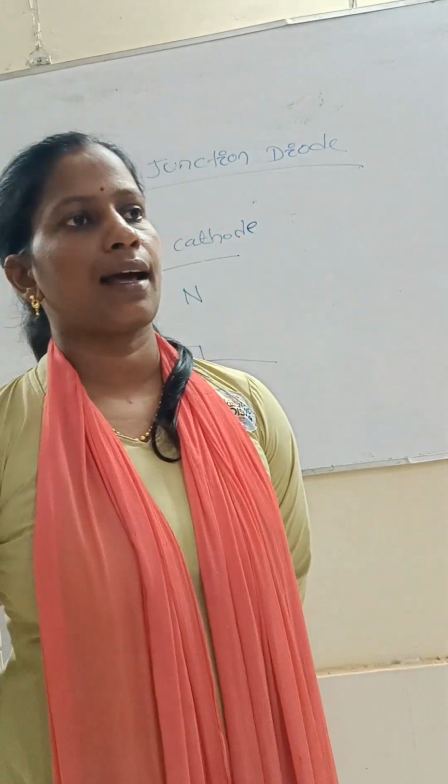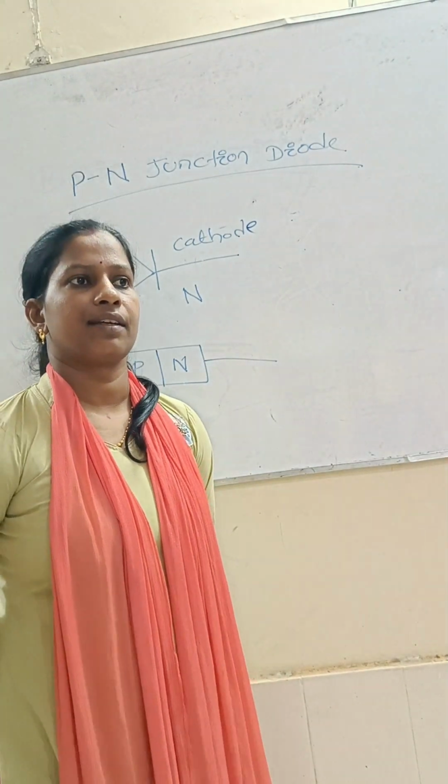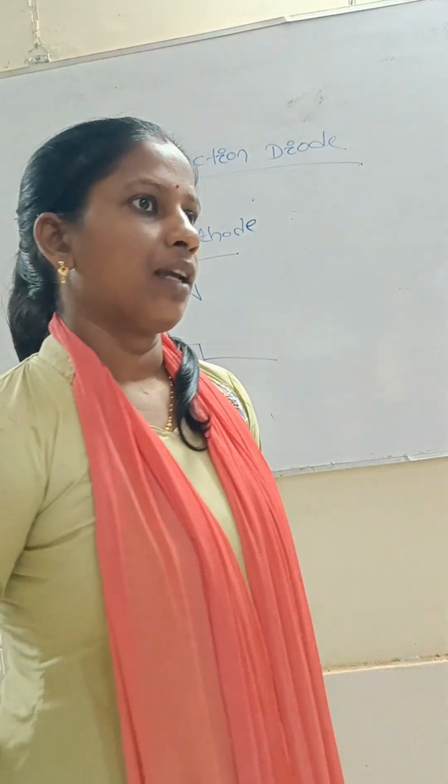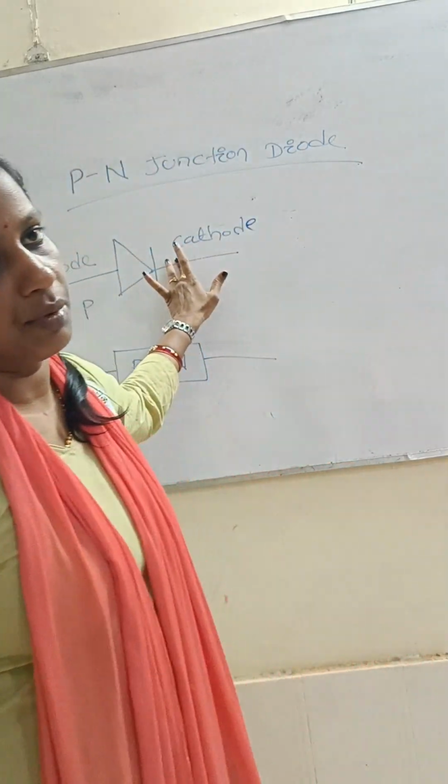PN junction diode is an active device that allows the flow of current in a single direction. Then what is an active device? An active device is a device that has energy enhancing capacity. As PN junction diode has energy enhancing capacity, it is also called an active device.